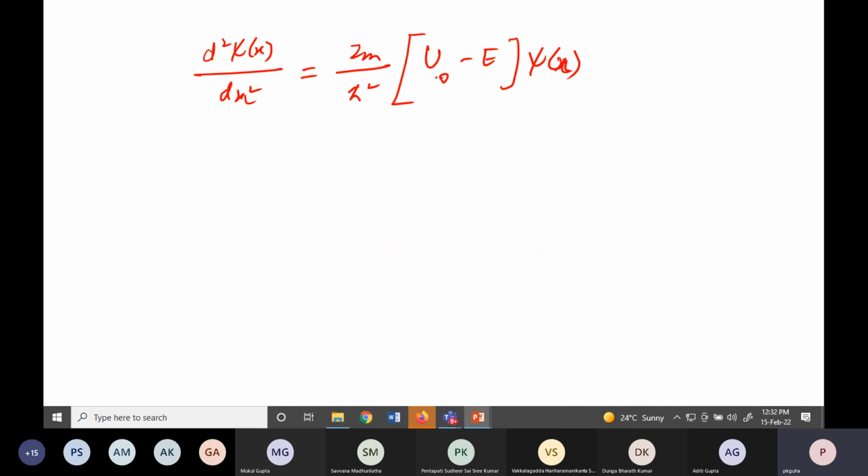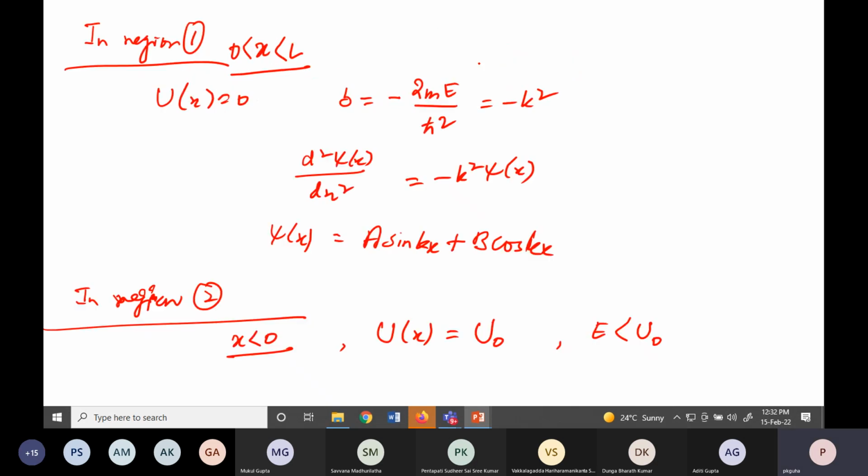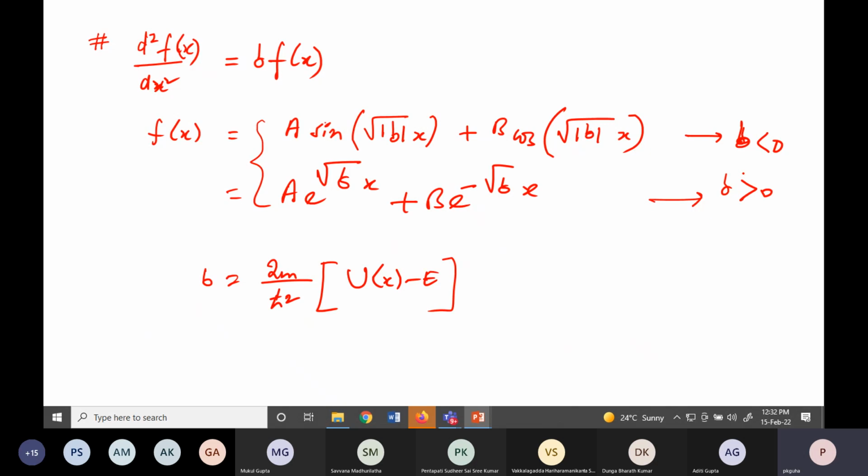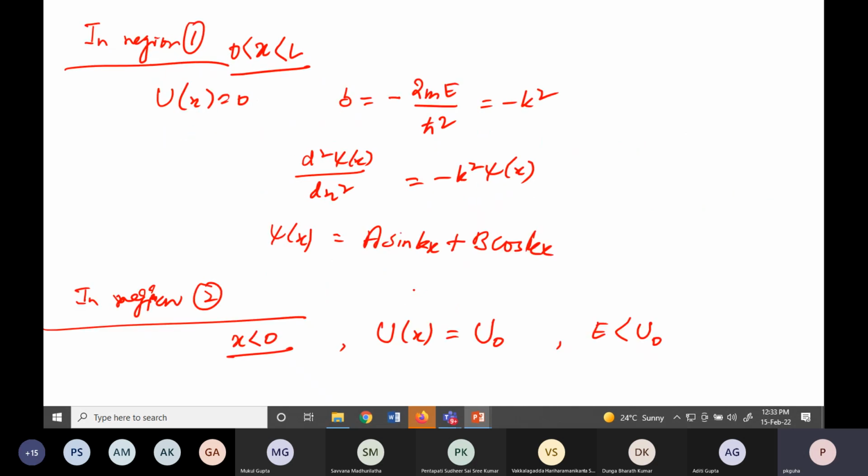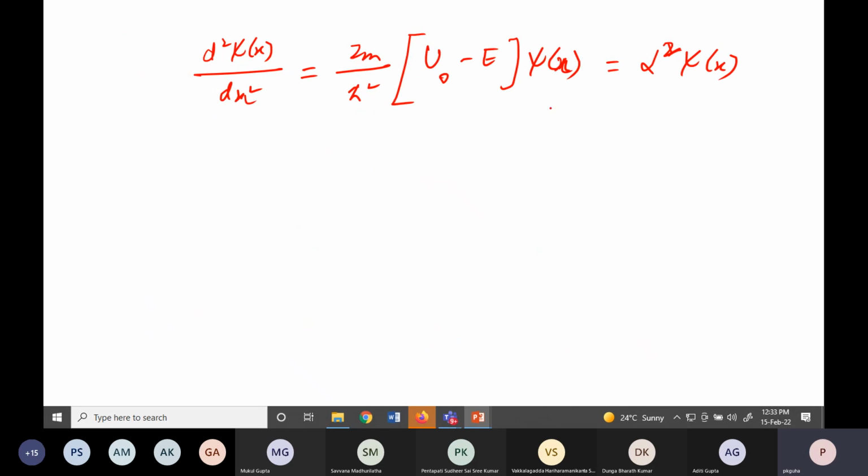Here this part is positive because U naught is more than E, right? So here I am writing alpha square psi(x). So this is positive, meaning b greater than 0. In the solution we have assumed b greater than 0. If b is greater than 0, this will be the solution, and if b is less than 0, this will be the solution. So in the first case, when it is inside the potential well, b was less than 0. But in this case, b is more than 0. If b is more than 0, I am assuming this part equal to alpha square.